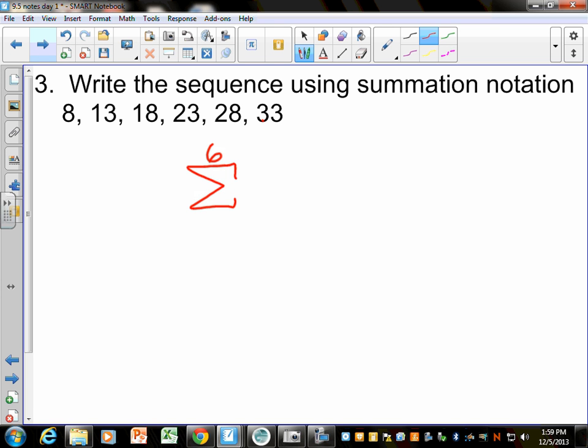Your bottom number, technically it could start with different things, but the easiest thing to do is make it start with 1, and you can make it whatever letter you want. We can use K, we can use I, we can use J, we can use N, we can use Q, whatever you want to start with. What do you want? N. Let's do N. Good choice.